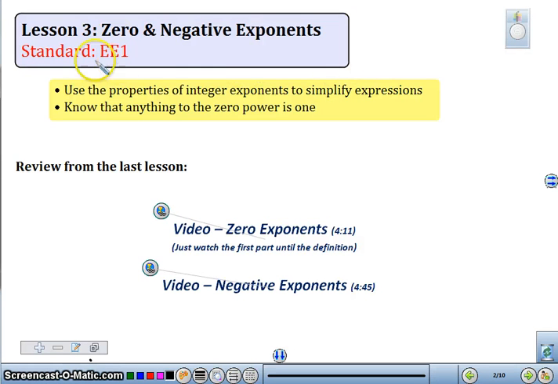As we begin lesson C3, zero and negative exponents, our standard is EE1. You need to be able to use the properties of integer exponents to simplify and know anything to the 0 power is equal to 1.